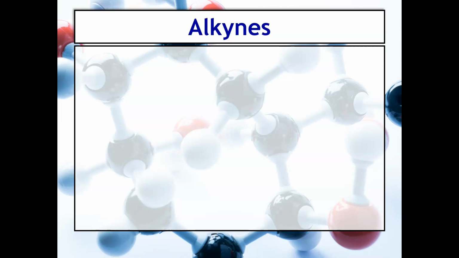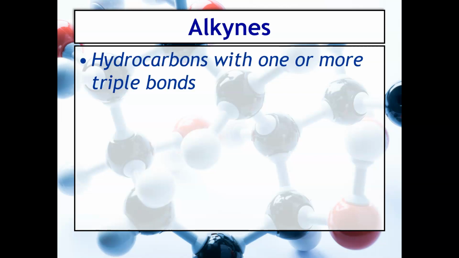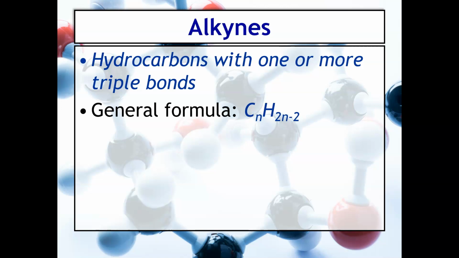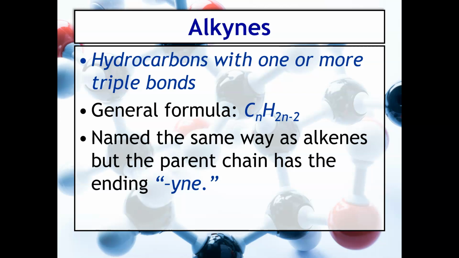Let's move into alkynes. Alkynes are hydrocarbons with one or more triple bonds. The general formula is CnH2n-2. This is named the same way as alkenes, but the parent chain has the ending -yne.